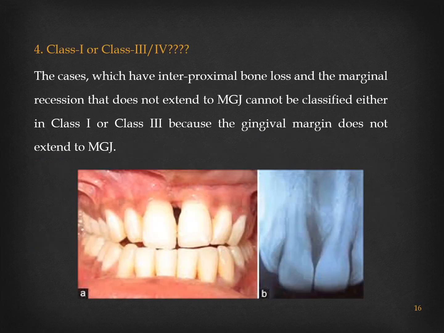Fourth limitation, now there is a confusion. For example, we can see in this figure that if we see the gingival margin, then according to gingival margin, this recession seems to be class 1. But if we see interdental bone loss, here also, then interdental bone loss gives us that it should be categorized either into class 3 or either into class 4. It is a confusion that where such recessions should be kept.